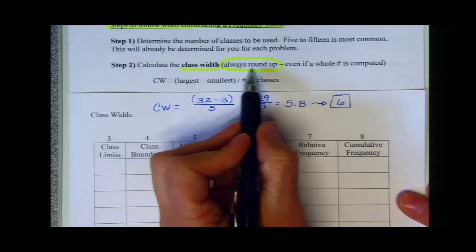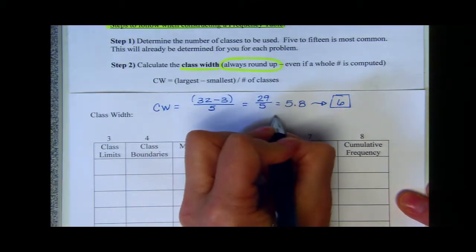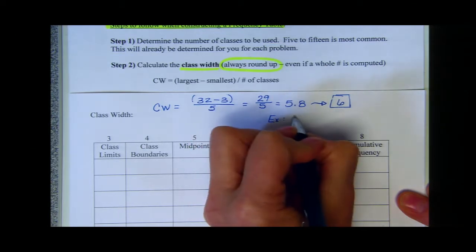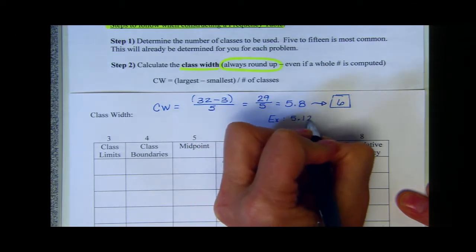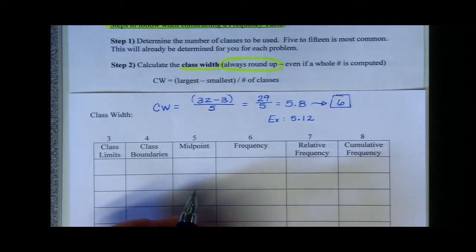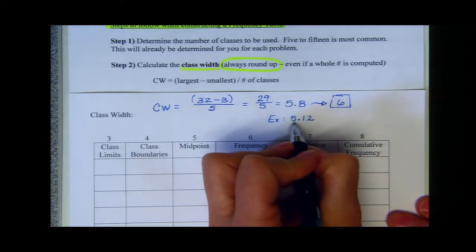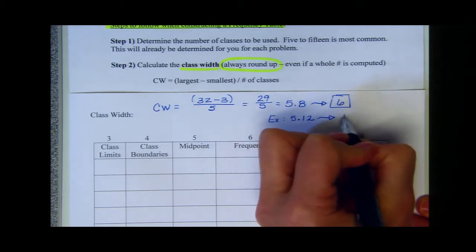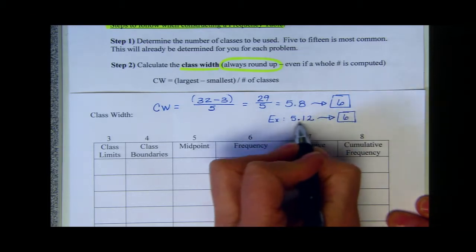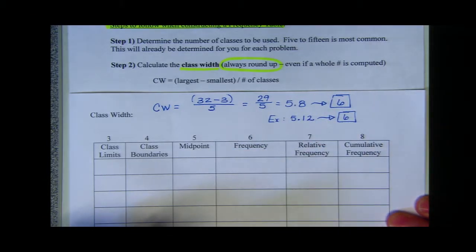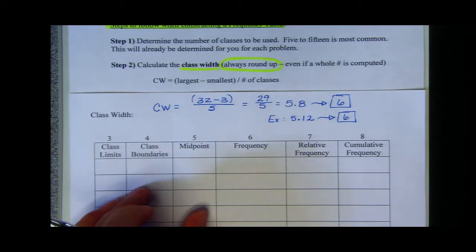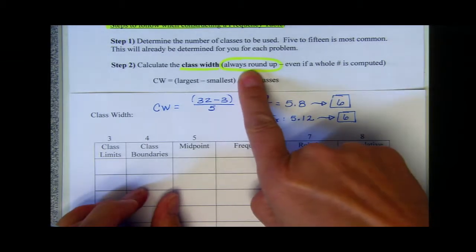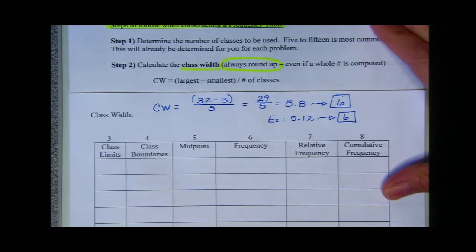But when it says always round up, if I had another example and we had calculated 5.12, students want to say the class width is 5 because that would follow normal rounding rules, but we do not follow normal rounding rules. So had we calculated 5.12, the class width would have also been 6. So it's one of the few times in this course that we don't use normal rounding rules, but just make sure that you pay close attention to that because that will mess you up if you do that incorrectly.